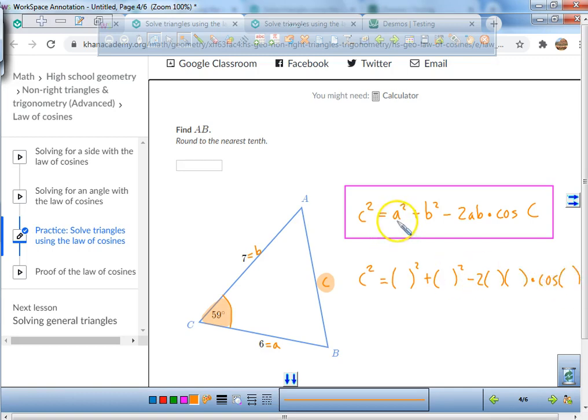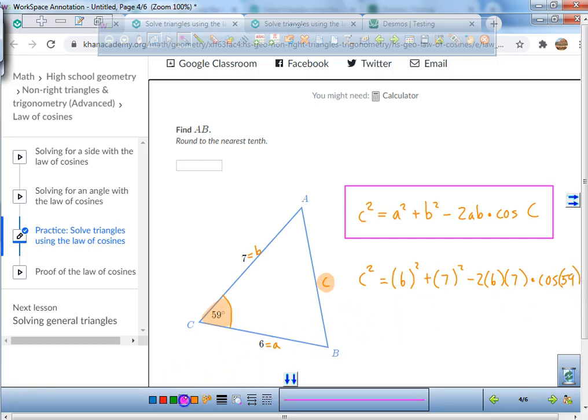So what is my length of A? 6. What's my length of B? 7. My length of A? 6. My length of B? 7. Cosine? 59. Now, here's the only thing you got to remember to do.